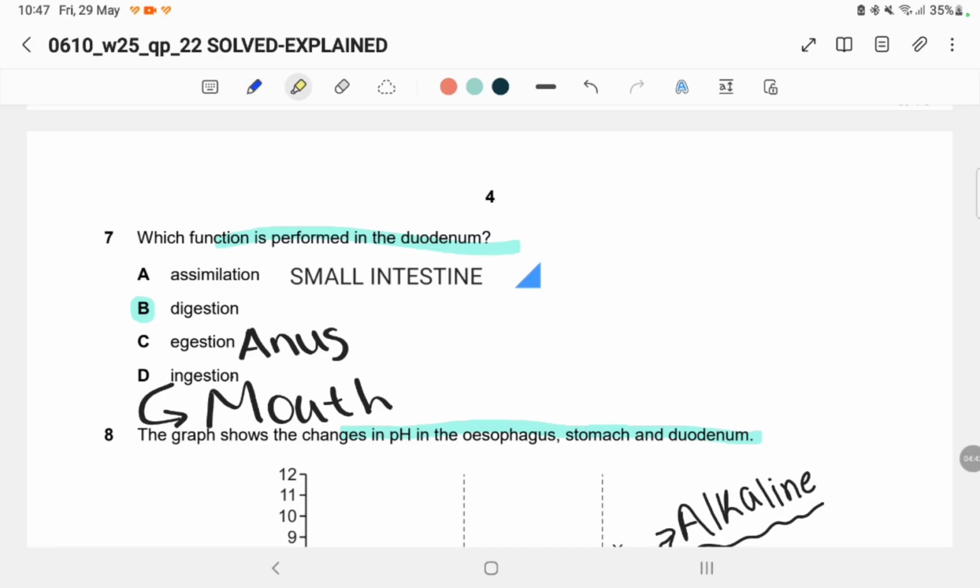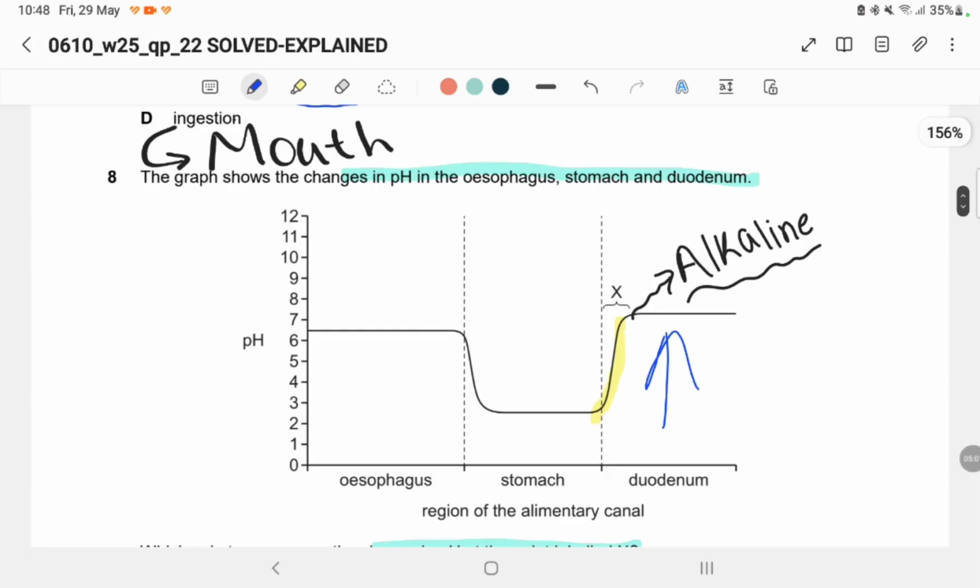Number 7, which function is performed in the duodenum? So in the duodenum digestion occurs, because in A, assimilation occurs in the small intestine, which is not the case in this question. Egestion occurs through the anus, and ingestion occurs through the mouth. You're eating your food through your mouth, not through your duodenum at all. So basically the answer will be B.